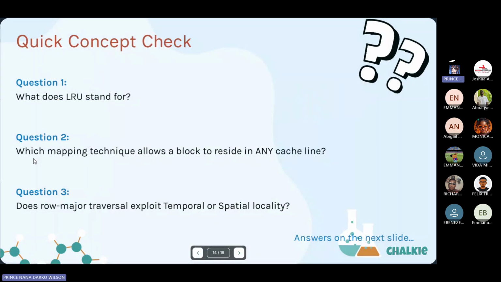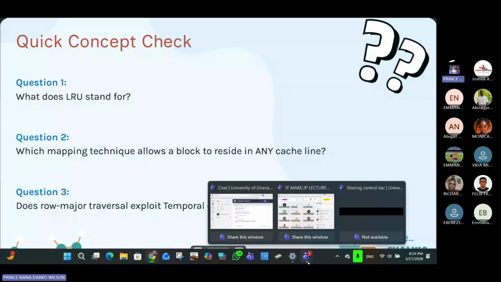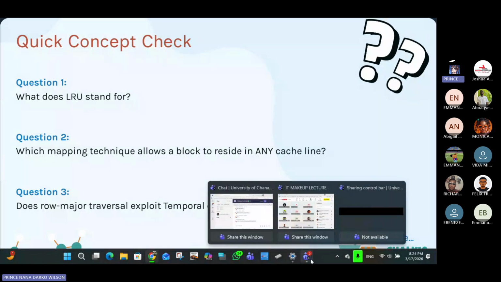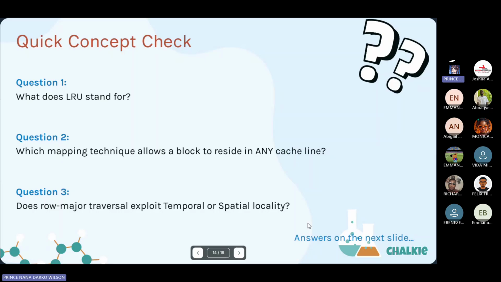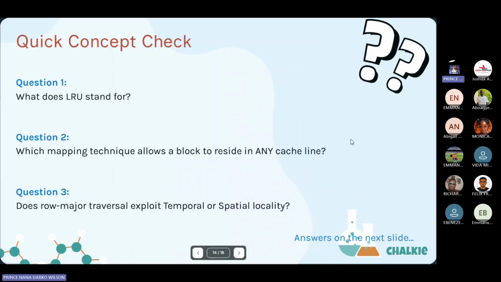Which mapping technique allows a block to reside in any cache line, in any one at all? Is it direct, set associative, or fully associative? From what we have discussed. Fully associative. Very good. So fully associative allows a block to reside in any cache line.